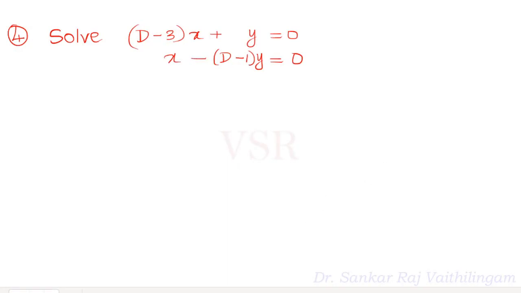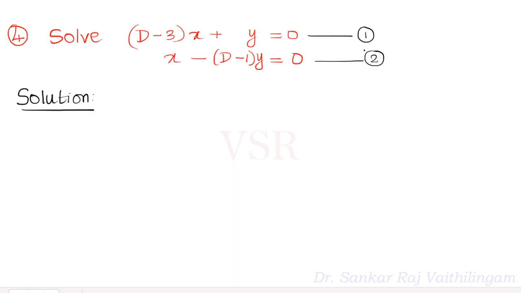Okay, now let us solve the fourth problem. It is given that (D minus 3)x plus y equals 0 and x minus (D minus 1)y equals 0. So now let us cancel our y. So the solution: I call this the first equation and this my second equation.